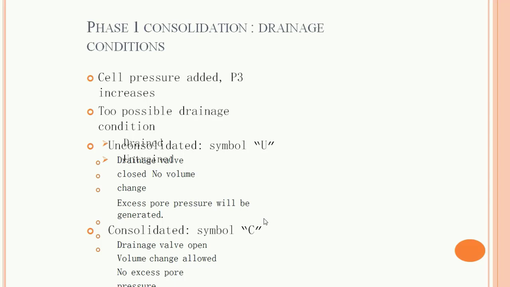We will discuss it in terms of the phases. First is the drainage condition. These are some parameters which we have to take care of while performing the test. First is the cell pressure added, like P3 increases. These are diagrammatic representations, and they are required when we are actually designing it.